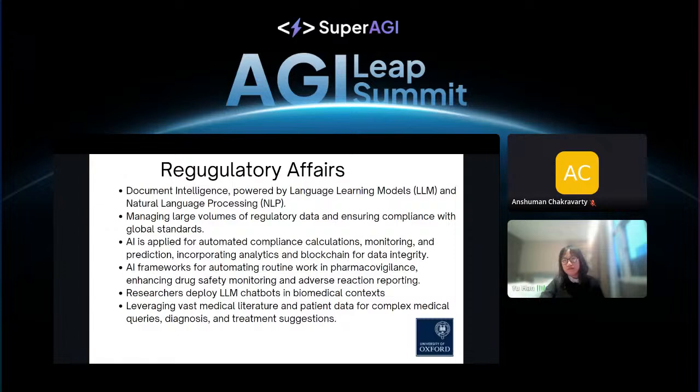In biomedical research, researchers are deploying LLM chatbots to navigate the vast landscape of medical literature and patient data. These chatbots prove invaluable in addressing complex medical queries, aiding in diagnosis and dialogues between doctor and patient.